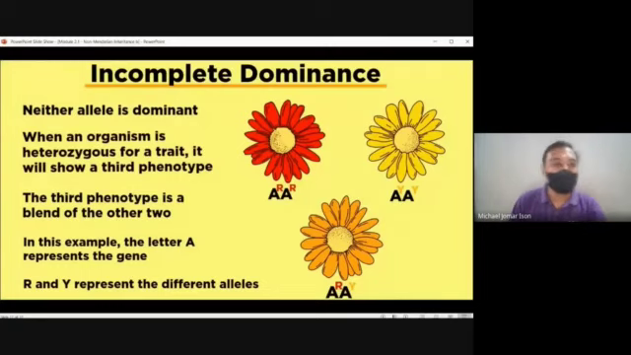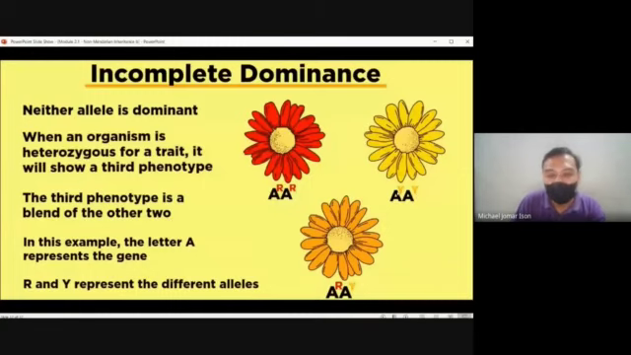So when an organism is heterozygous for a trait, it will show a third phenotype. As you can see here, this flower is red, this flower is yellow, and what will we produce? The combination of the red and the yellow will produce a third phenotype, an orange colored flower. So the third phenotype is the blend of the other two, and in this example, you will see that one gene contains the R, and the other gene contains the yellow.